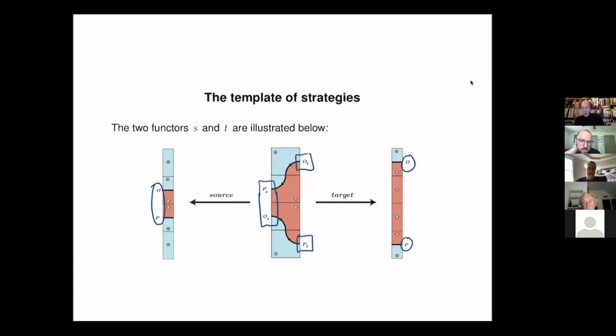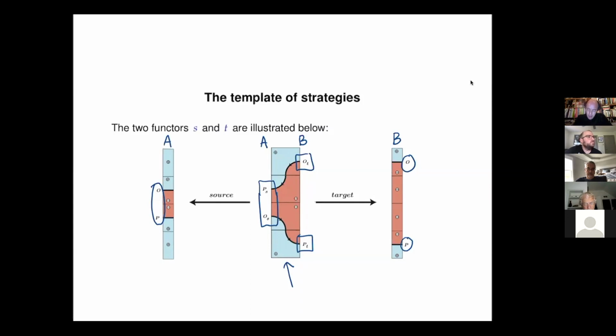And so the intuition is that these edges are describing a strategy between 2 games, whereas here, this is the strategy seen from the point of view of A, and here, seen from the point of view of B.